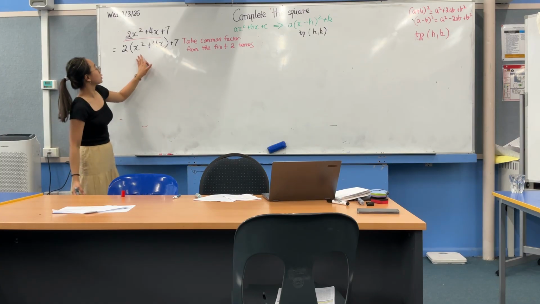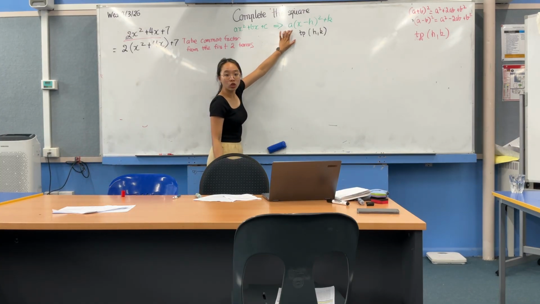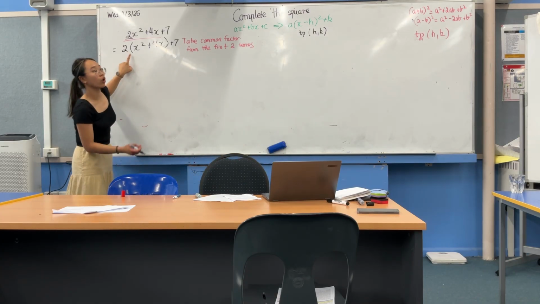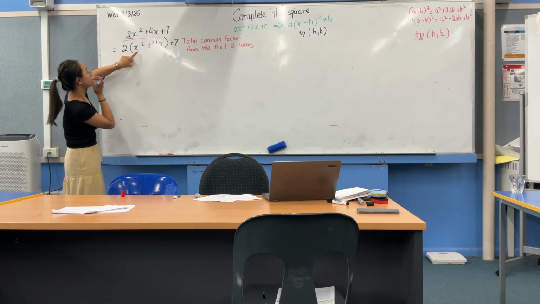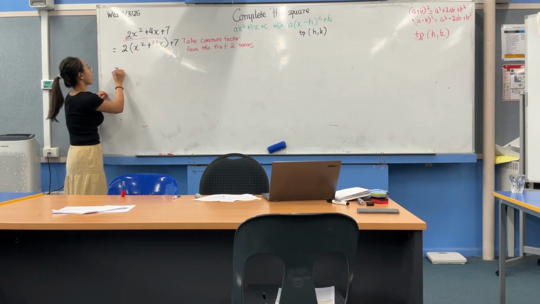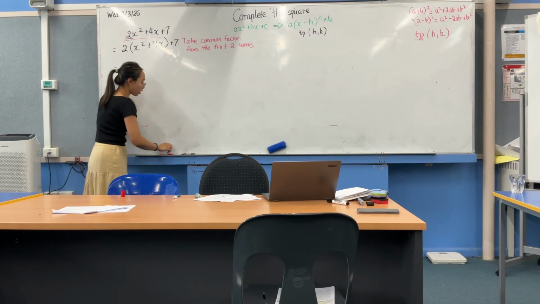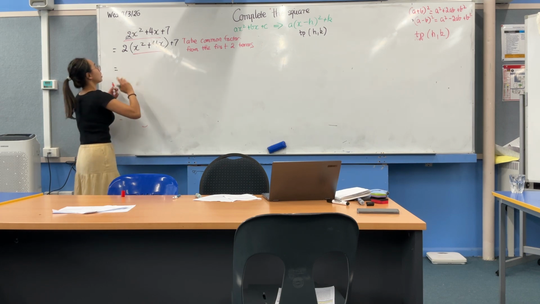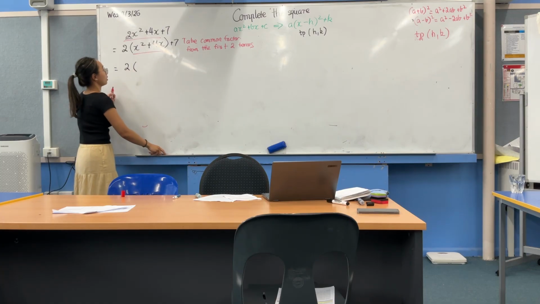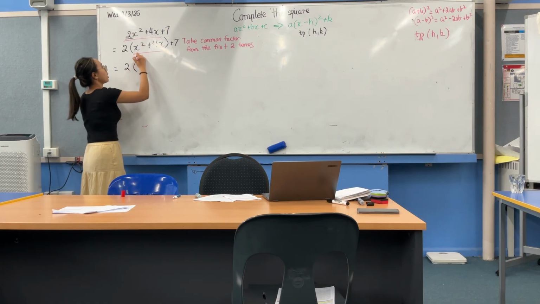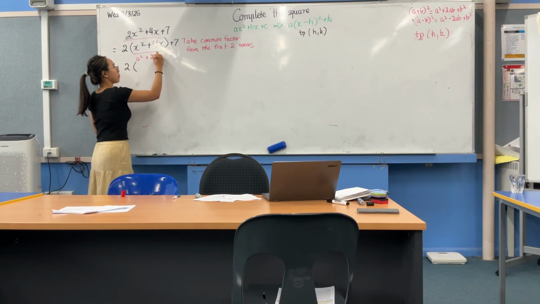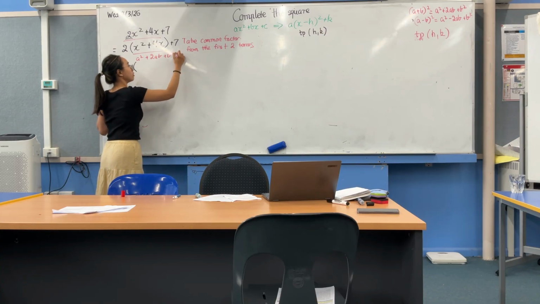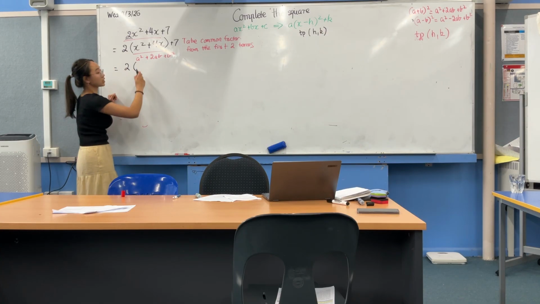Now you can see that it's getting close to this form. Rule number 2: we only want x squared to have a coefficient of 1, as your a. From this point onwards, we're gonna focus on this part. Now we're gonna complete the square inside the bracket. So I will write down the formula: a squared plus 2ab plus b squared. Let's just complete the square together.